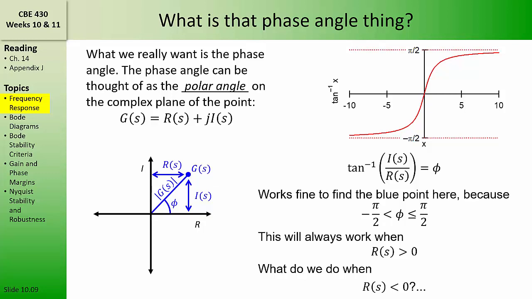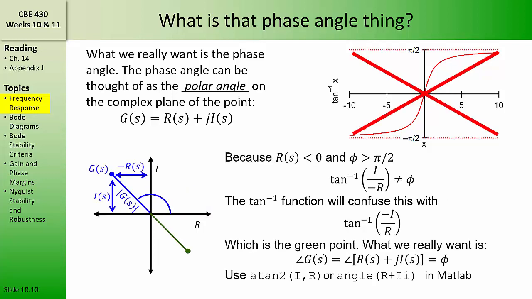However, if either I or r or both are negative, then there's an ambiguity. For example, if the real part is negative, we mean to compute the phase angle for the point over here, but the arctangent function will confuse that with the point here, because the argument I over minus r is equal to the argument minus I over r. And the convention of the arctangent function is to select a value between minus pi over 2 and pi over 2. The phase angle here is greater than pi over 2.